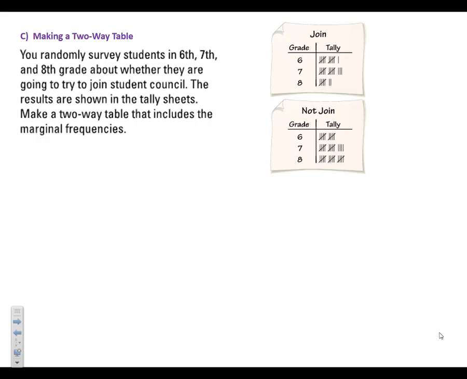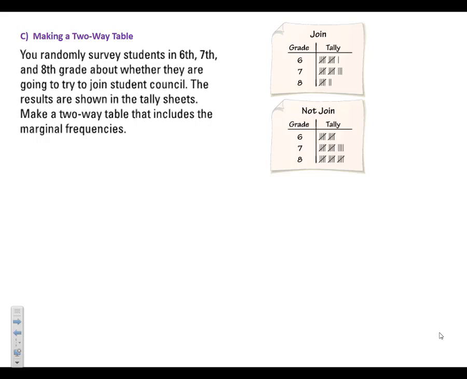It says right here in example C, you randomly survey students in 6th, 7th, and 8th grade about whether they are going to try to join student council. The results are shown in the tally sheets. Make a two-way table that includes marginal frequencies. So we come over to our tally sheet, and we can see that our categories are the grade level, 6th, 7th, and 8th grade, and then whether they are going to try to join or not. So I'm going to make a two-way table.